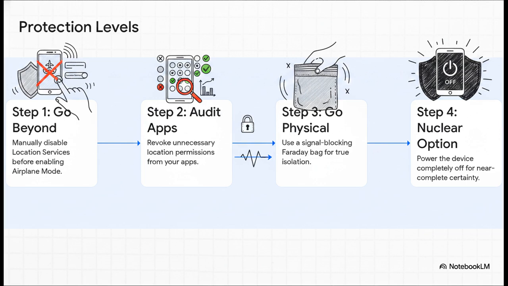Step 2, do an app audit. Get in there and revoke location permissions from anything that doesn't absolutely need it. Step 3 is a physical solution, a Faraday bag. And then there's Step 4, what I call the nuclear option, powering the device completely off. That's the only way to be almost 100% certain.